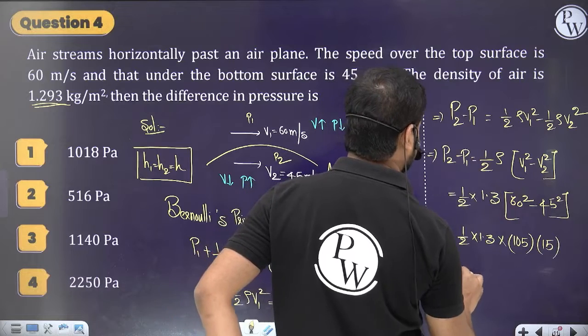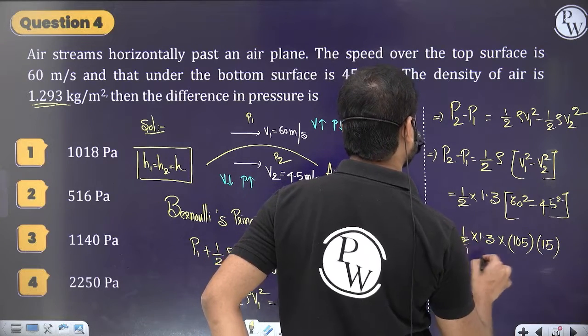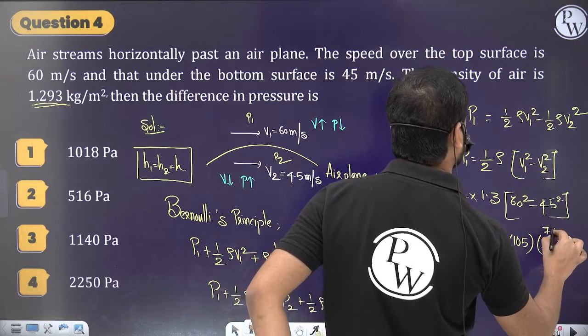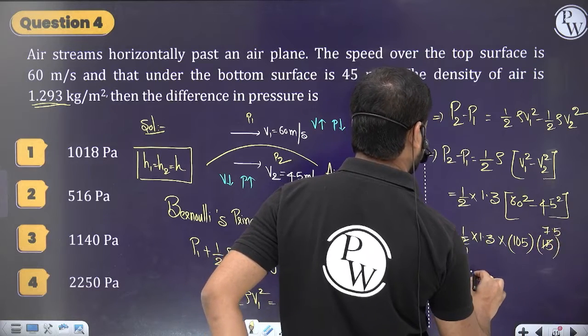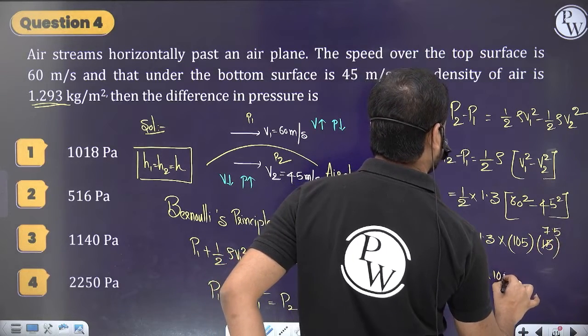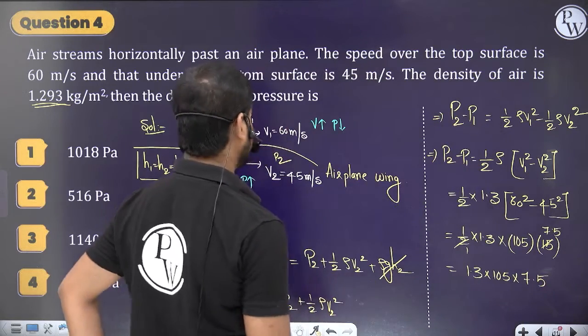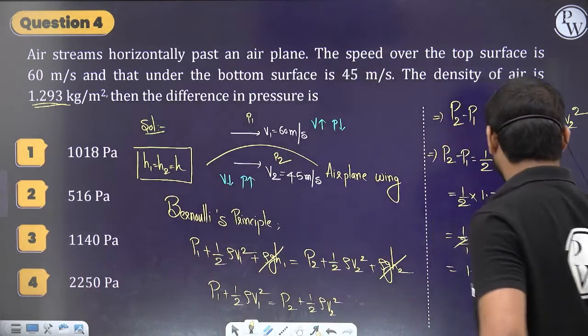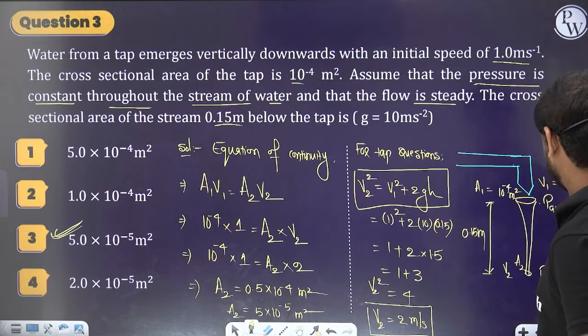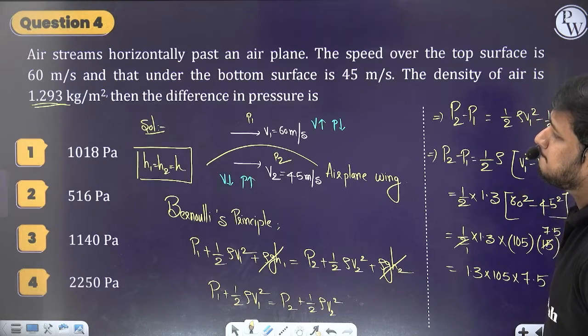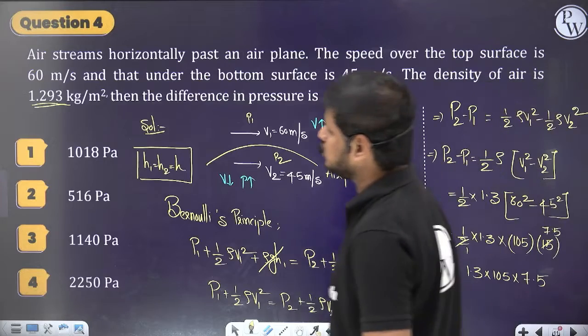So then I can write here, do the calculation, 7.5 into 1.3 into 105. So how much do we get here? Approximately, so close options are there? Options, sorry, here only. So I can choose the option.